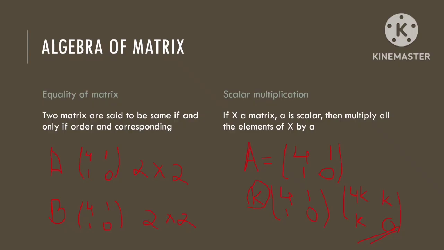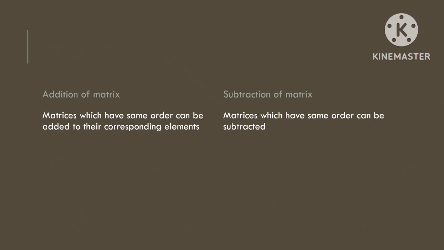We can replace k by any number. If I replace k with, for example, 2, now the scalar is 2. I'm going to multiply it with the same matrix, 4 1 1 0. What am I getting? The answer is 2 into 4, 8, 2 into 1, 2, 2 into 1, 2, 2 into 0, 0. This is known as scalar product. Cleared? Okay.